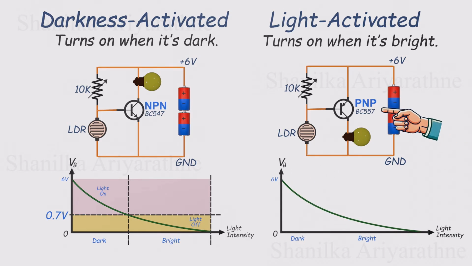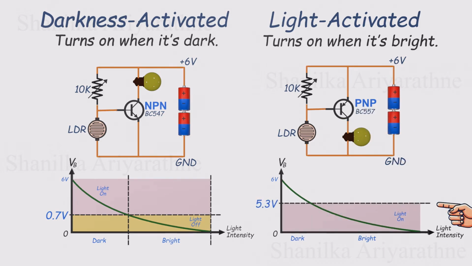This one turns on when the base voltage is about 0.7 volts below the emitter. So in a 6-volt system, that means the base needs to drop below 5.3 volts. And that only happens when it's bright. So this version works as a light-activated switch.